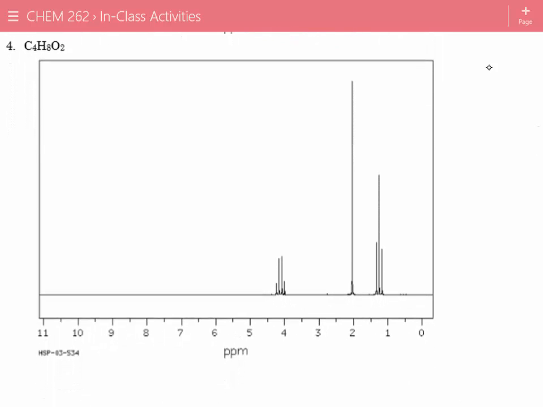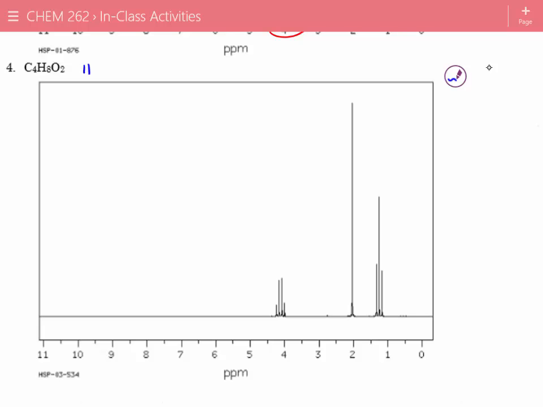If we look at problem 4, if we do the HDI for this problem, it's going to be equal to 1. That means we have either 1 pi bond or 1 ring, and then we've got a quartet, a triplet, and a singlet in here. In particular, if we look at this quartet, it's right around 4 ppm, which is very high for most protons. It means that it's either attached to a very electronegative group or potentially some sort of alkene, although if we have an alkene, it'd be much harder for it to form a quartet.